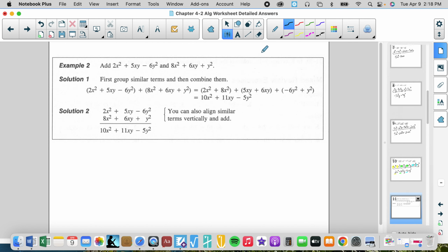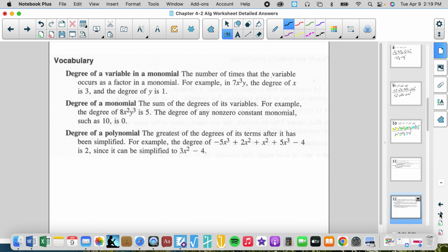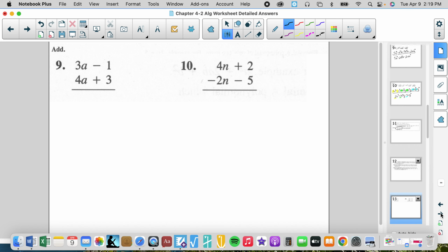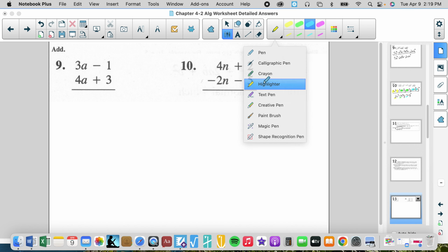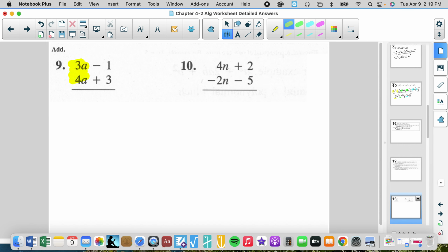All right, add. So they're telling us to add. We've got them written in this format, and then we have them in the column stacked format. So these are columns. These are like terms. So we check to make sure that they're like terms. And these are like terms. So if we're going to add them, we're going to combine those.